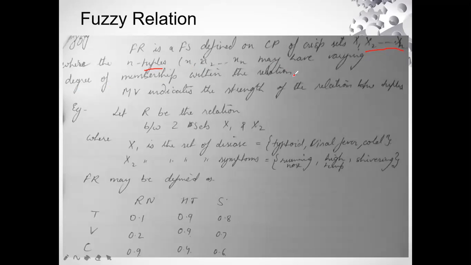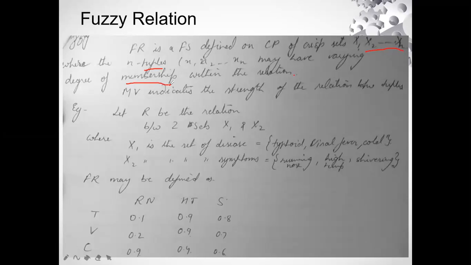Now the first thing is, in a fuzzy relation or in a fuzzy set, what is the degree of membership we have? We have the degree of membership lying between 0 and 1, right? And in crisp sets, what is the membership function we have? We have the degree of truth that is either 0 or 1. Finally, everything depends on the degree of membership.